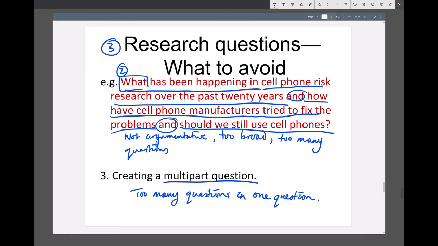So the first question is a what question. The next question is a how question. But really, even though it says how, it's how have manufacturers tried to fix? So it's still a what question. What have manufacturers done to fix the problem? So they assume there's a problem and the manufacturers have done something to fix it. And then the last one, should, is a yes or no question.